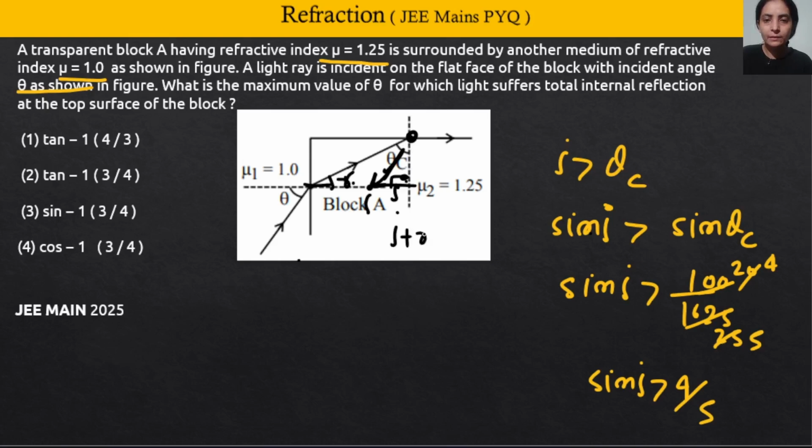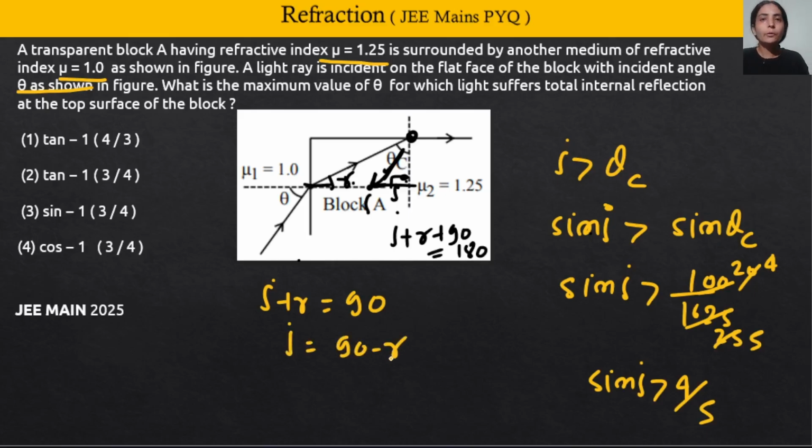So I plus R plus 90 तुम्हारा क्या है? 180. डन है. सो I प्लस R तुम्हारा क्या होगा? I plus R will be equal to 90. So I mean I is equal to how much? 90 minus R. Now how this R can get related with that of theta? So easily we can relate it. इस point पे आप क्या लिख लो? Snell's law को लिखो.